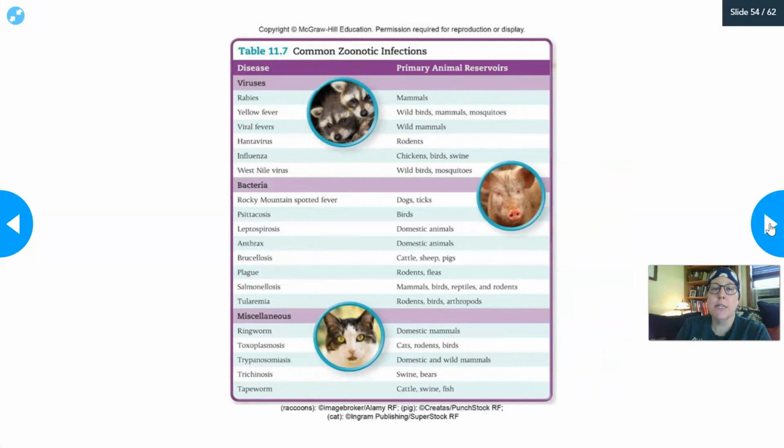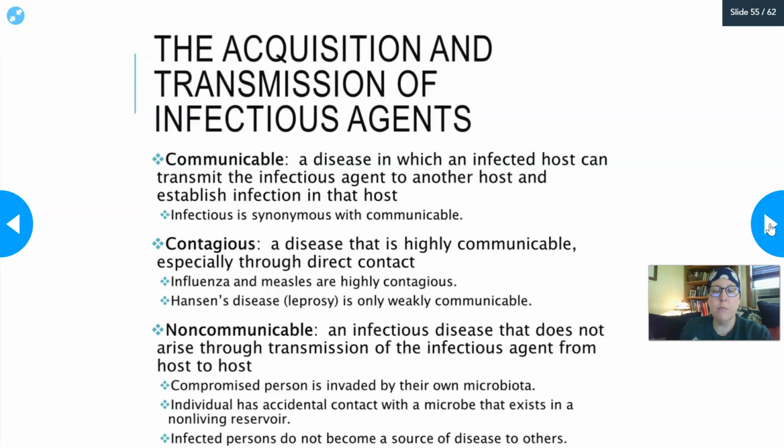Okay, so here are some examples of common zoonotic infections. So we have rabies, yellow fever, several viral fevers. We have hantavirus that can be found in rodents, influenza in chicken, birds, and swine, West Nile virus. So those are all the viruses. The bacteria, you have Rocky Mountain spotted fever, leptospirosis, anthrax, the plague, and then in the miscellaneous, you have ringworm, toxoplasmosis, trichomoniasis, and all of that. Tapeworms, all kinds of stuff.